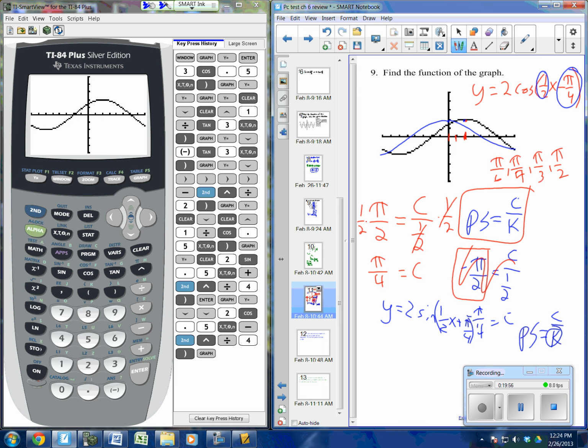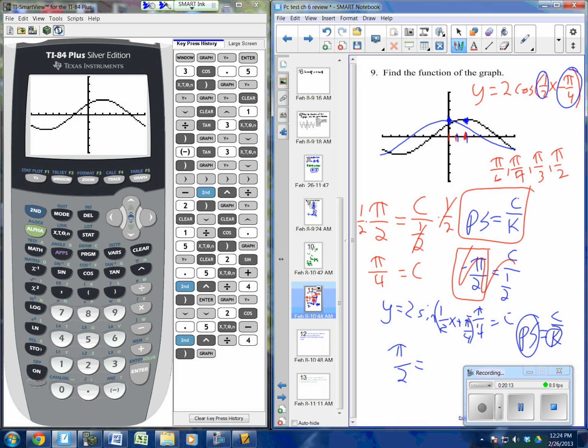Then I would count the phase shift. Since here's the hump, and I'm using cosine, usually the hump's right here. So I shifted it over 2 of these units, which is pi halves. So that's why I put pi halves in there. I put pi halves as the same thing as PS.